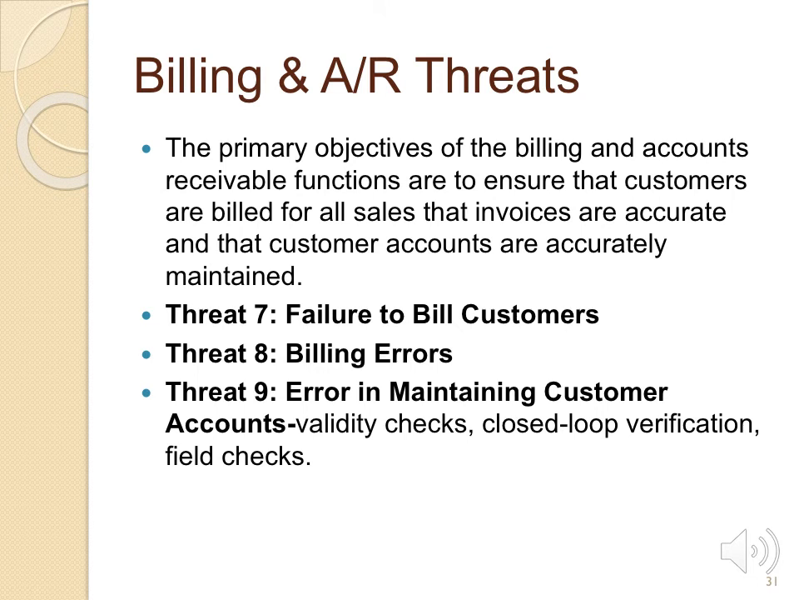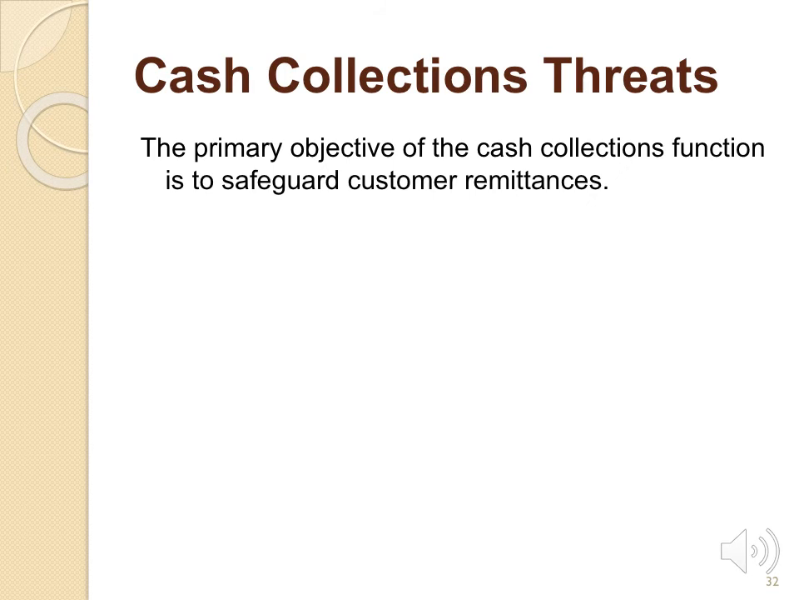Errors in maintaining customer accounts: validity checks, closed loop verification. If I have a customer number, it should match the customer name. Validity checks: is that a valid customer? So we have a customer number, and there should be a valid customer name that comes up with the customer number.